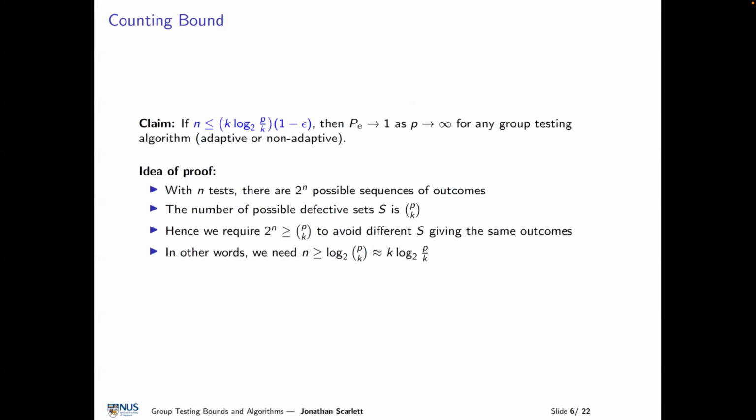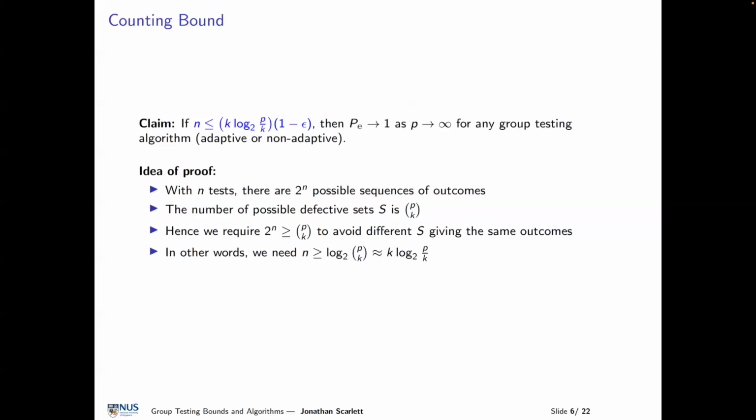For any algorithm, you need basically k log p over k tests, base 2 log. Otherwise, you're going to get a high error probability as p and k grow larger. Think of this as holding when k is much less than p. Otherwise, maybe it's a bit more subtle. Okay, the argument is really simple. If you have n tests, then there are 2 to the power of n possible outcomes. But basically, you need a different sequence of outcomes for every possible defective set, because we're trying to recover the defective set perfectly.